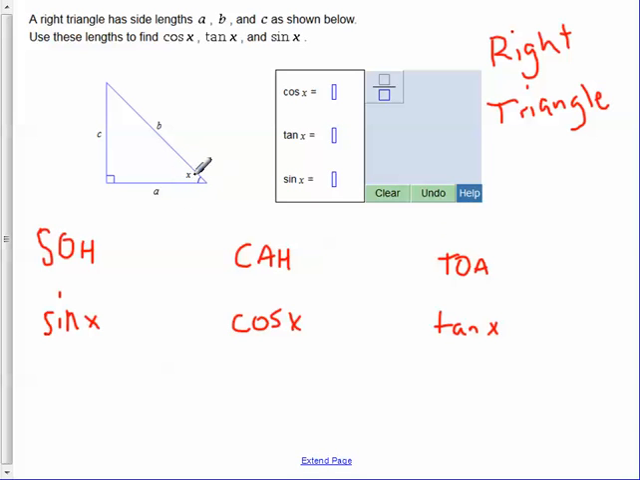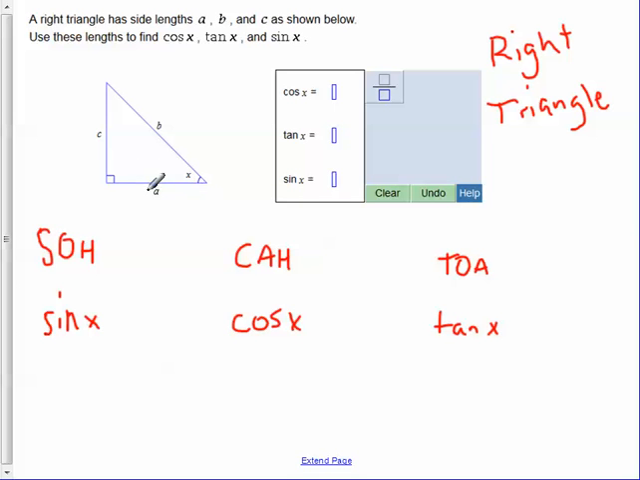So when we have a right triangle, we have three sides for that right triangle. We're looking at a particular angle. Now, when we're looking at this angle here, so we have that angle x, we have three sides, and we call them three different things. The side that is opposite the angle, so in this case it would be right here, is called the opposite side.